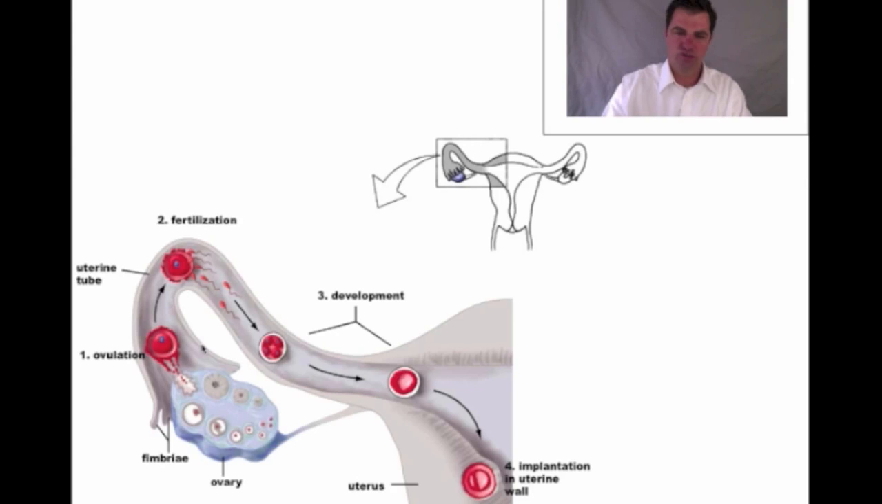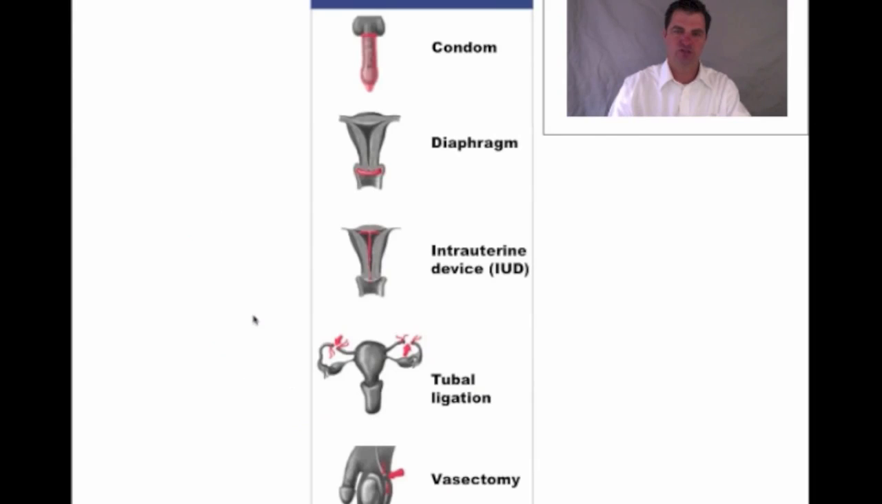Same picture, once again, that I showed you before, showing you this is where fertilization typically occurs, in the uterine tube or the fallopian tube. And this shows you a couple different types of methods of contraception. You've probably heard of these before, of course. The condom, a very popular one. The diaphragm, not as common now.